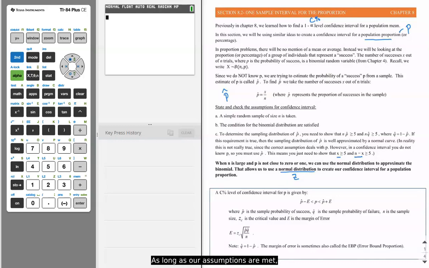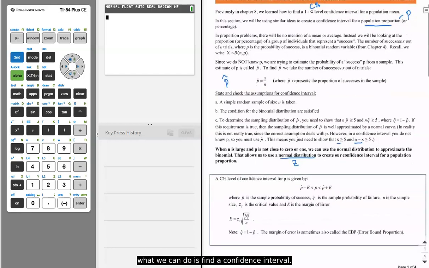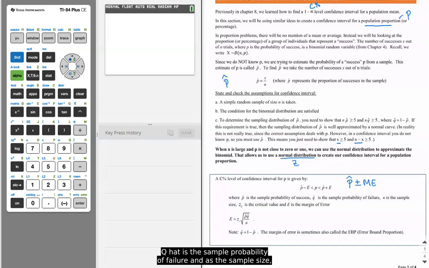Okay, I know that's lots of information here. As long as our assumptions are met, we can find a confidence interval. A C% level of confidence interval for p is given by p hat minus E and p hat plus E. So again, we're going to create this interval, p hat plus or minus the margin of error, where p hat is the sample probability of success, q hat is the sample probability of failure, n is the sample size, z of c is the critical value, and E is the margin of error. Remember, our book and homework like to use ME for the margin of error.